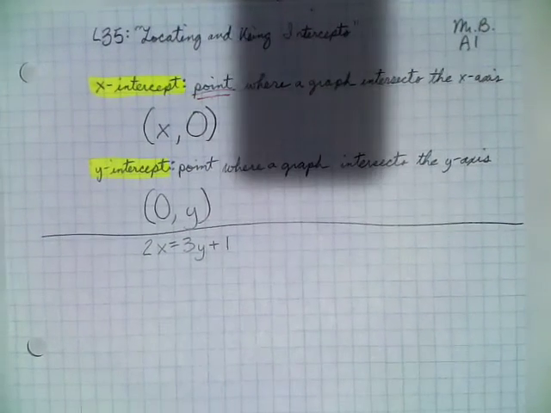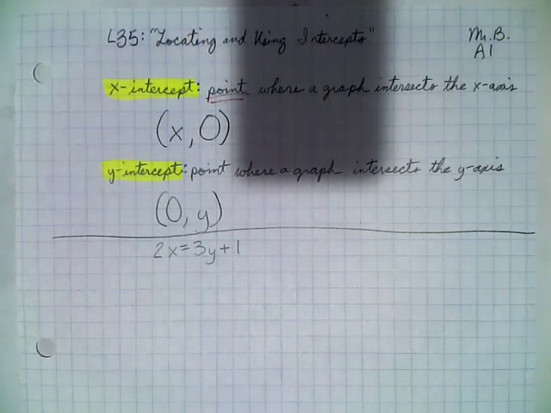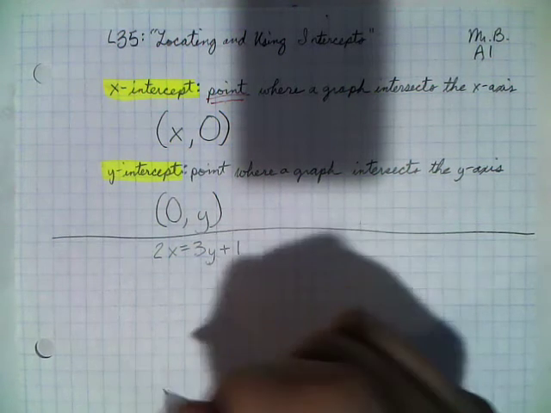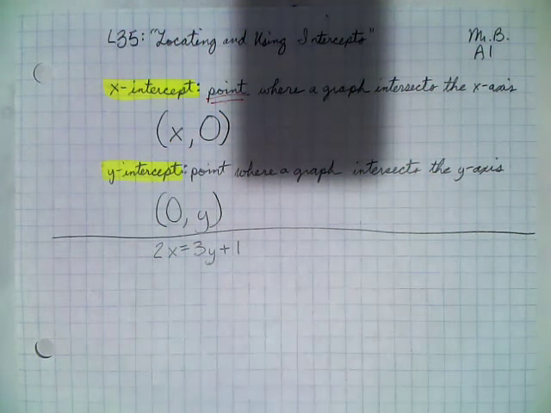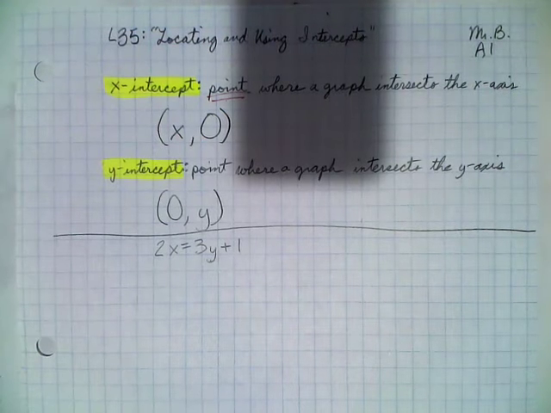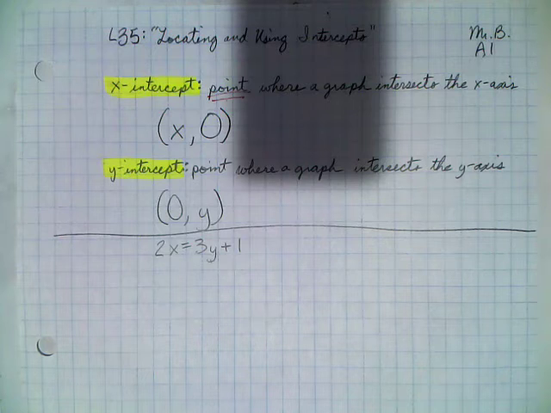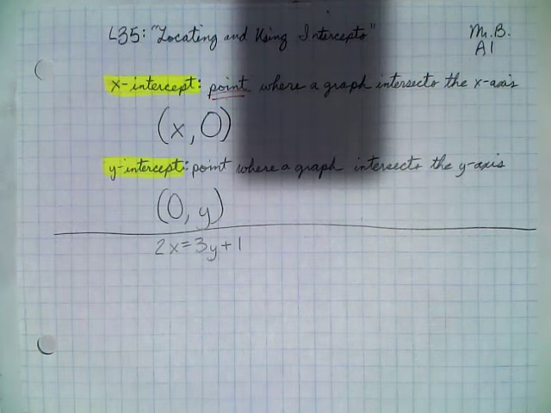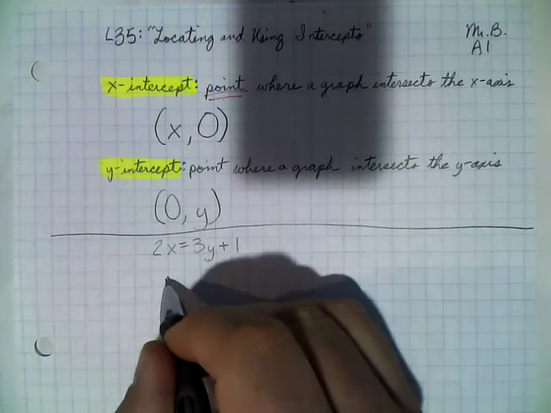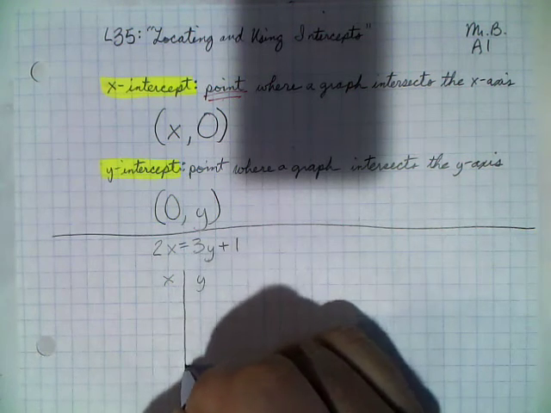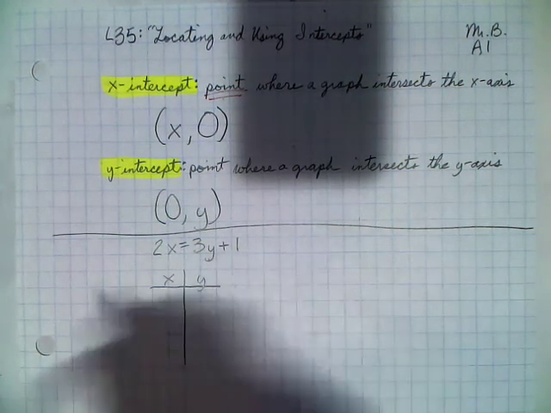Now, I can tell you right now that this is a line. Just because we have a y with no exponent, we have an x with no exponent. So an x and a y with no exponents is going to make a line every time. So I know the shape of my graph, so it's just a matter of getting points on the graph. So if I make a table of values here, an x and y column, let's just find a few.